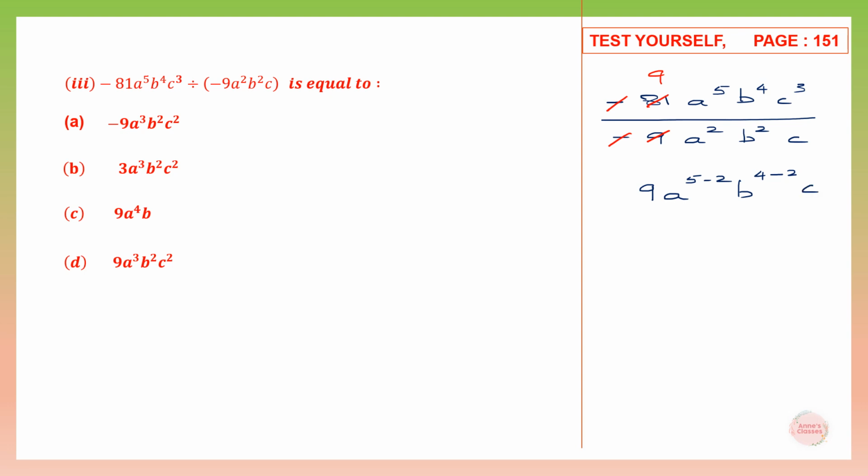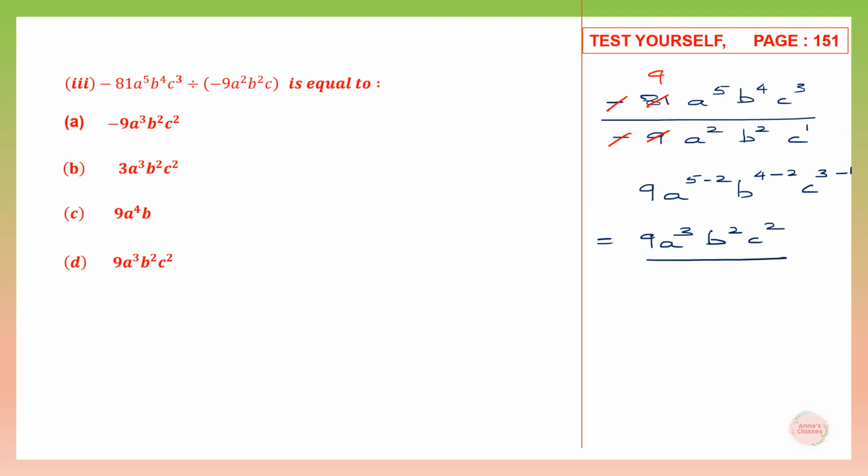Again with c to the power of 3 minus 1, so c to the power of 1, that is 3 minus 1. So this will be 9. A to the power of 5 minus 2 is 3. B to the power of 4 minus 2 is 2. And c to the power of 3 minus 1 is 2.